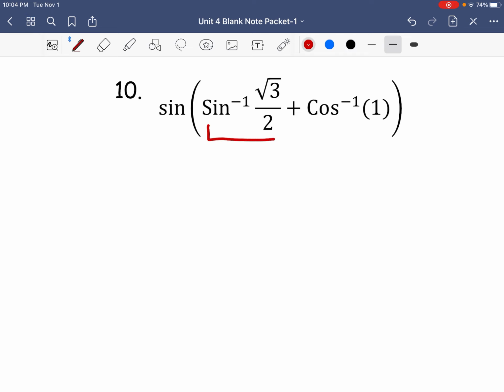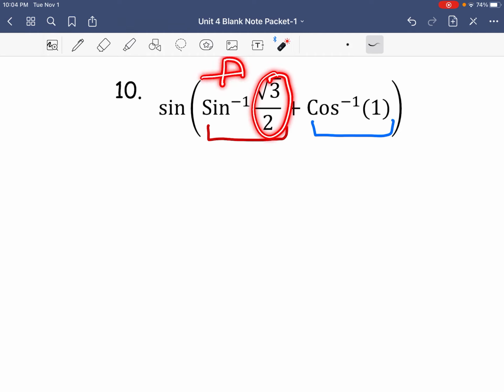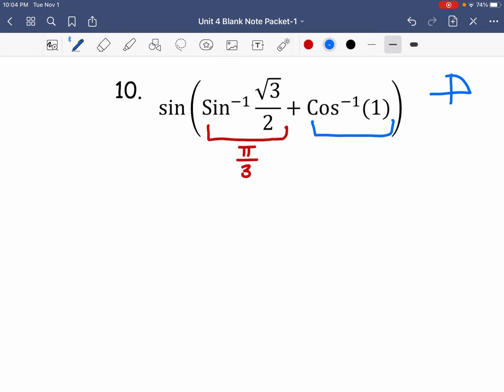Number 10 is a little bit unique because this is an angle and this is an angle. And if I wanted to, I could draw triangles, but I actually know what angle this is. Inverse sine, this is on my chart. Inverse sine, I can be in 1 or 4. I'm going to be in quadrant 1. Look at your reference angle chart. This angle is pi over 3.